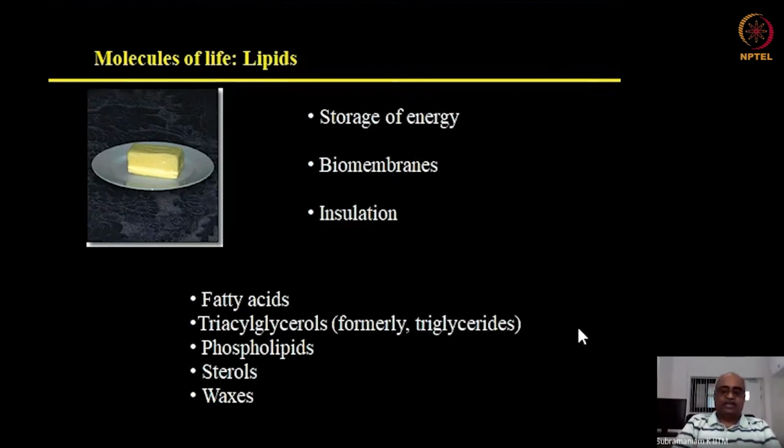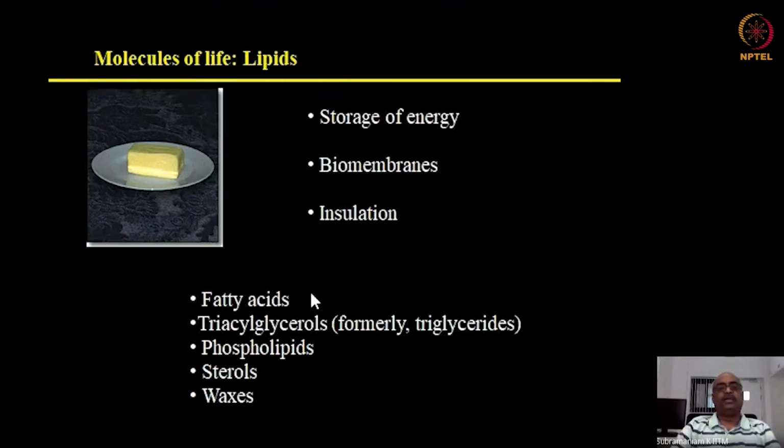So what are lipids? Are they again polymers made up of monomers? No, they are different. They are large molecules, but they are not polymers. That's one big difference between the other three groups and lipids. Lipids are actually different types of molecules.